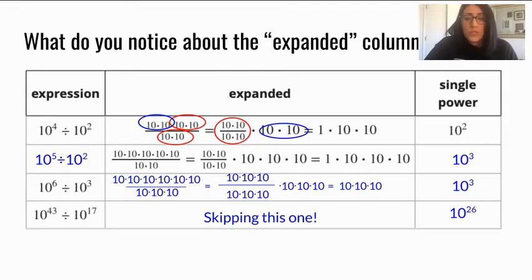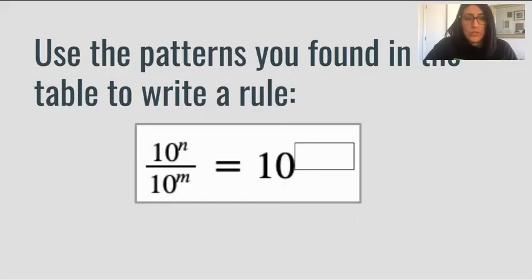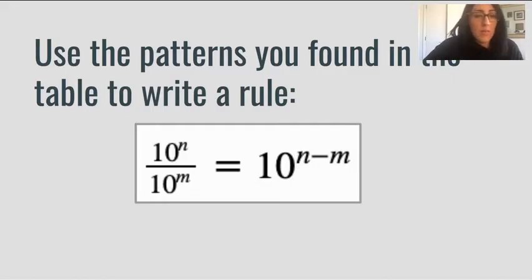So let's just put this rule into perspective with question 2. Using the patterns we found, let's rewrite 10 to the power of n over 10 to the power of m. We would now say that it's 10 to the n minus m for any exponent that we would have in place of those variables.